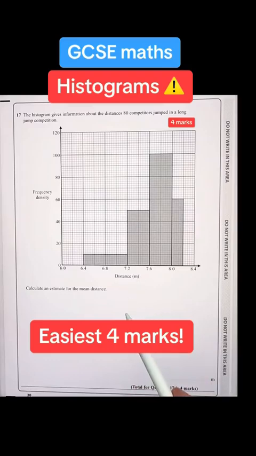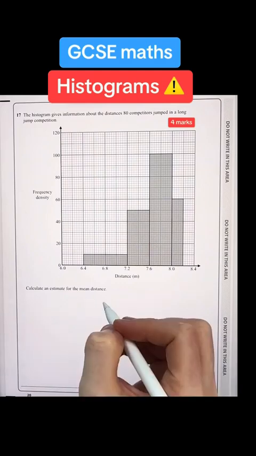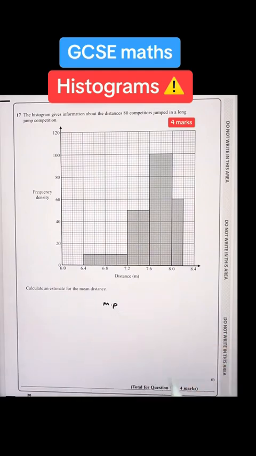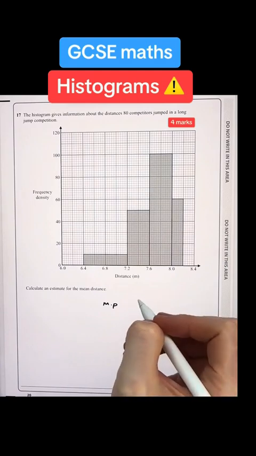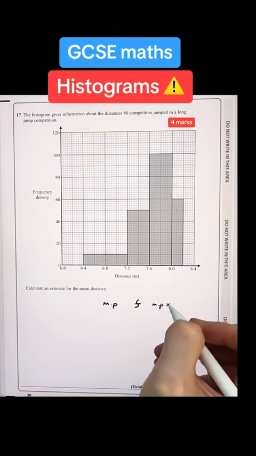Histograms are one of the easiest questions on GCSE Higher. Here we're asked to calculate an estimate for the mean distance. While mean is our mini one, it requires a lot of work. We first will find three columns. Our first column is called our midpoint, our second column is called our frequency, and our last column is our midpoint multiplied by our frequency.